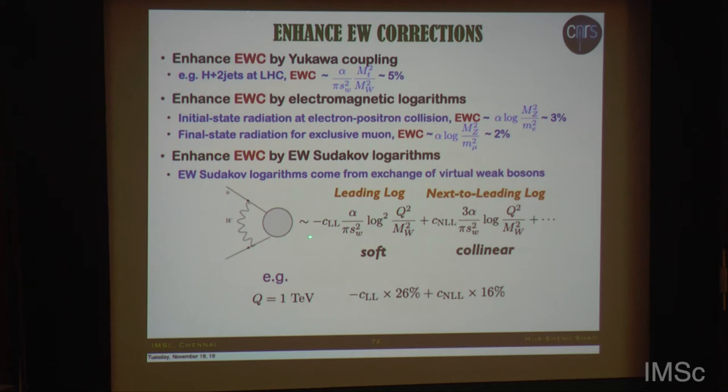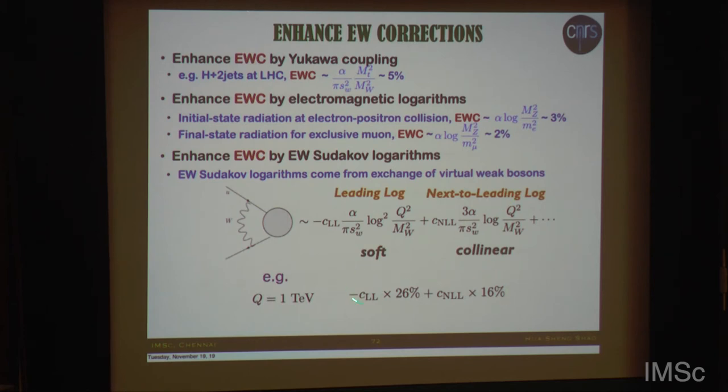There's also a single log. And remember that the double log has a minus sign here. Normally, if Q is at the electroweak scale, it doesn't matter, because Q squared over mW squared is order one, so the log is small. But if Q goes to really high energy, with a final state at 1 TeV, for example, then this double log is enhanced, is 26% times alpha, with the coefficient, and it's minus. The next-to-leading log, the single log, is 16%.